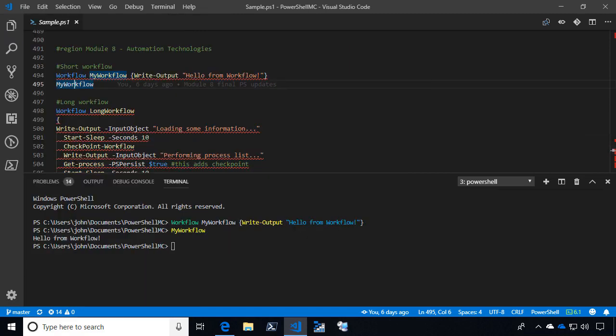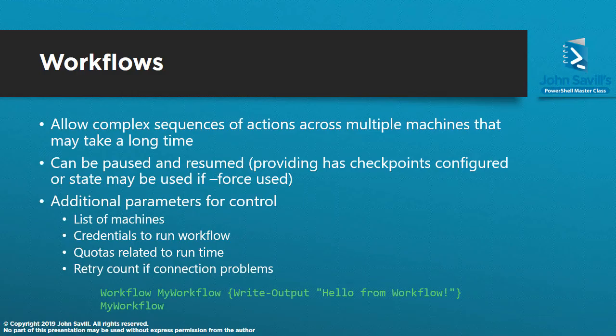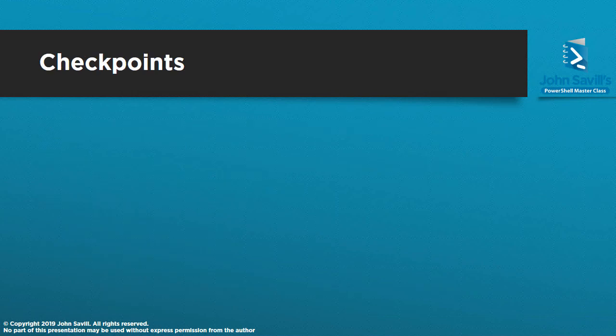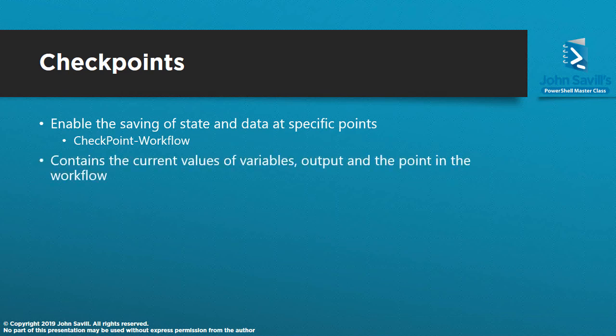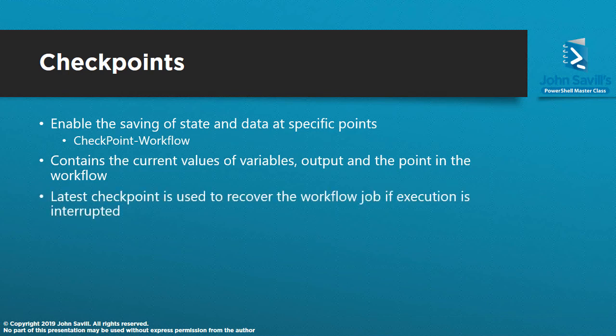But I didn't really get any benefit from that workflow. I couldn't have paused, resumed, or done anything else. And so where I really start to get power with checkpoints is I have this ability to save the state. I can say checkpoint workflow. This will contain the current values of variables, the current output, and exact location within the workflow. And that latest checkpoint is utilized to recover the workflow if there is some interruption in the execution.